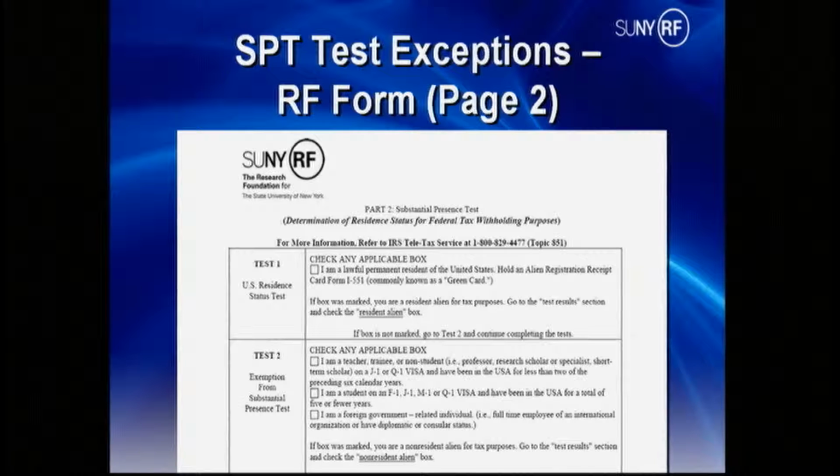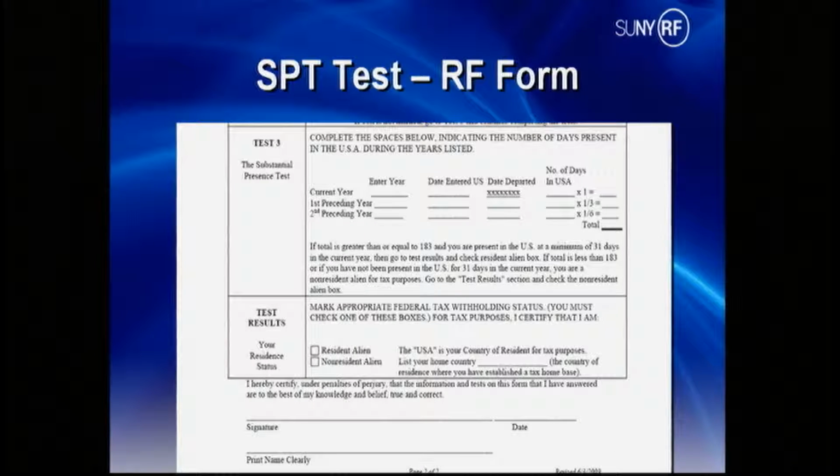So the first test is actually whether it's a permanent resident. The second test goes into the F and J visa exemption. The third test, as you can see, gets into rows and columns of actually counting the days. And at the bottom of the form, the person would actually mark, or you would set, whether they are a resident alien or a non-resident alien.